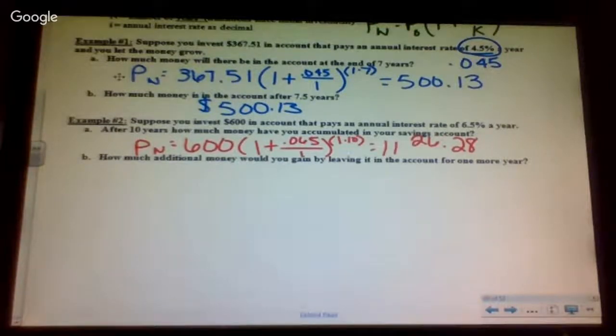How much additional money would you gain by leaving it in the account for 1 more year? So what do I have to do to answer this question? Double that amount? No, you don't double the total. We have to figure out how much money we have after 11 years, so we need to do the same equation, but raise it to the 11th power.